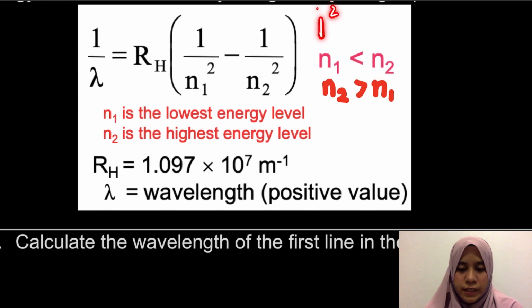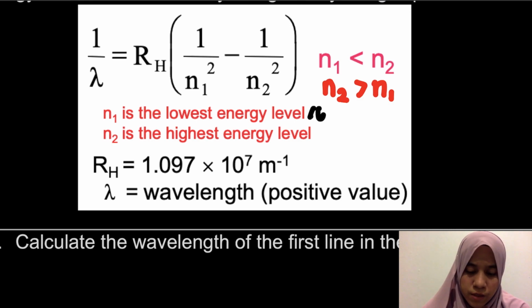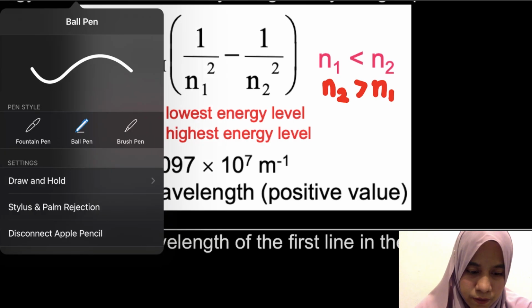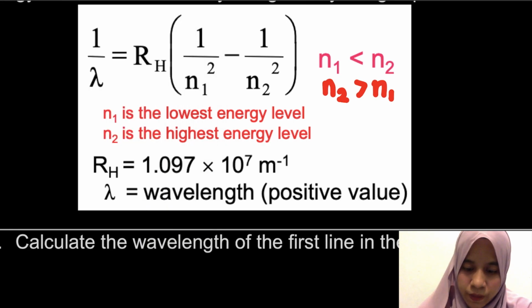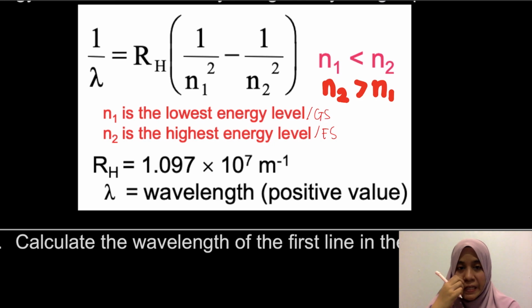Sebelum ni kita guna yang initial minus final kan. Yang kat sini, yang ni N1 minus N2. Where in this case, N1 ni is the lowest energy level. Lowest energy level ni which is our ground state jugalah. Ataupun ground state. This is actually our ground state. This is actually our excited state. Okay, in this case, and then N1 must be smaller than N2.